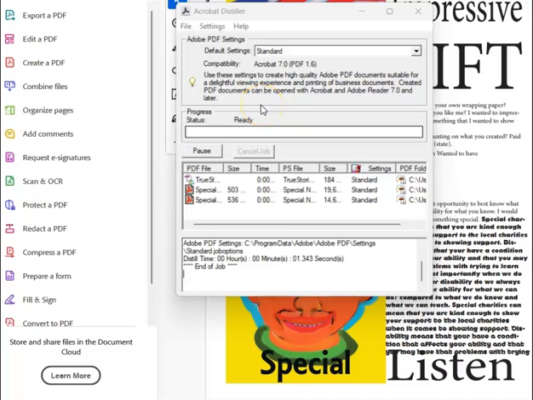I'm talking about Adobe Distiller right here, and about reading and understanding documents. You see this right here, the Adobe Distiller, and the way it was put together.